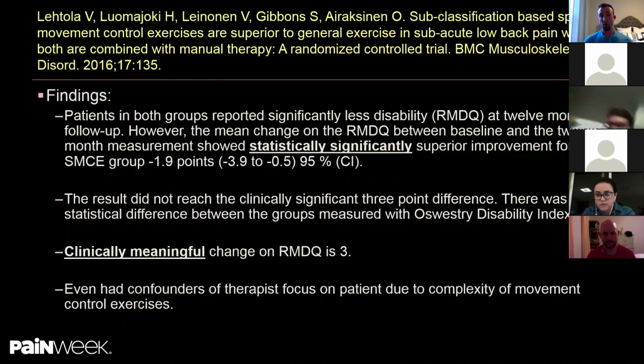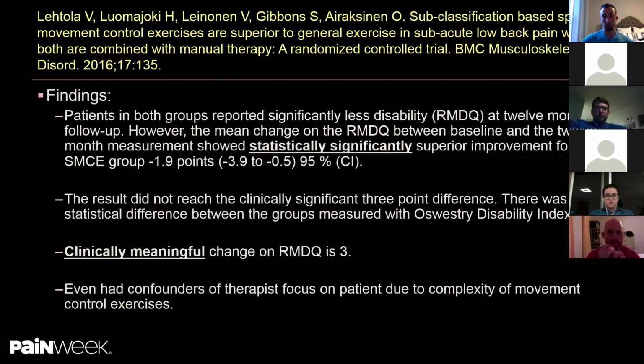And when you actually read this paper, you see that the therapist spent quite a significant amount of time more with the motor control group than they did with the general exercise group, which is a huge confounder for what we know about the impact of therapeutic alliance and contextual effects. A patient thinking that they're getting more treatment or a higher quality treatment automatically confounds the outcomes of a study.